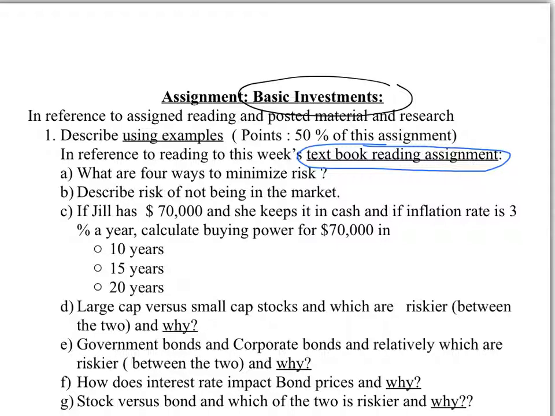For example, the way to minimize risk would be diversification. So diversification is how you would minimize risk. Now, what does diversification mean? What are some examples of diversification? One would be not putting all your eggs in one basket. But what does that mean for this particular course?